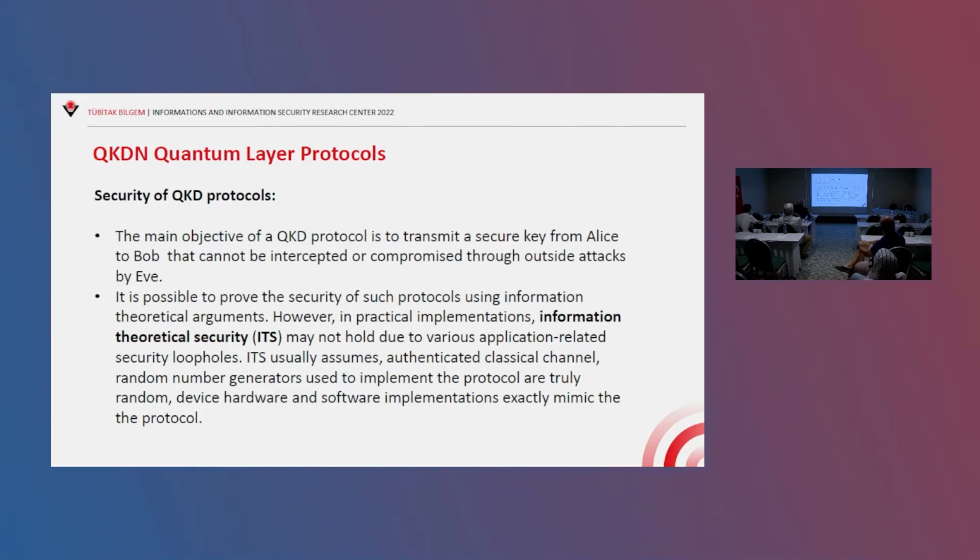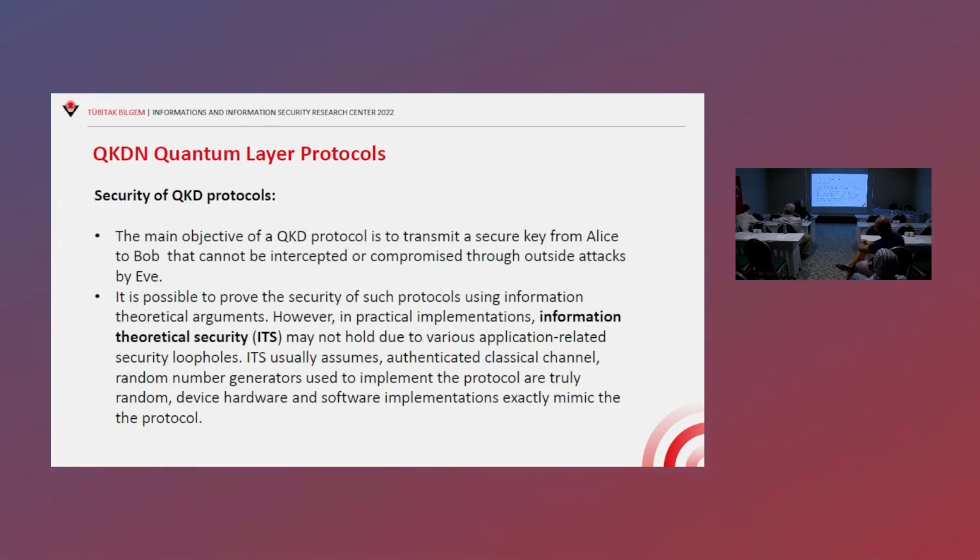When it comes to the security of QKD protocols, how secure are these protocols? There are two basic approaches to this. One, there is the information theoretical security. It's always possible to compute the mutual information that Eve would obtain by measuring the qubit using quantum information theory, or even in certain cases classical information theory.